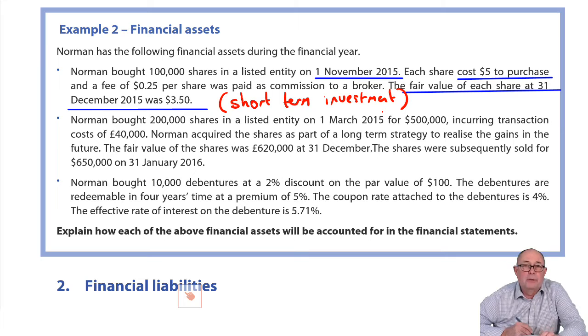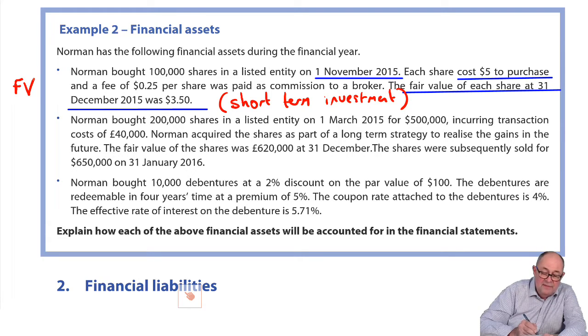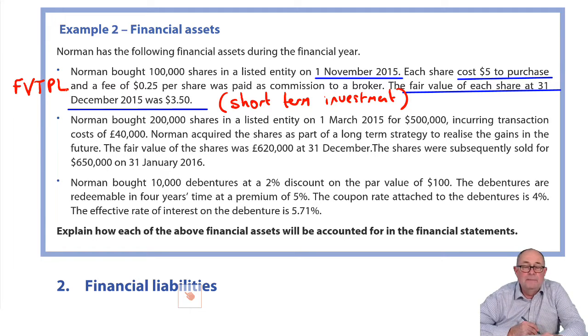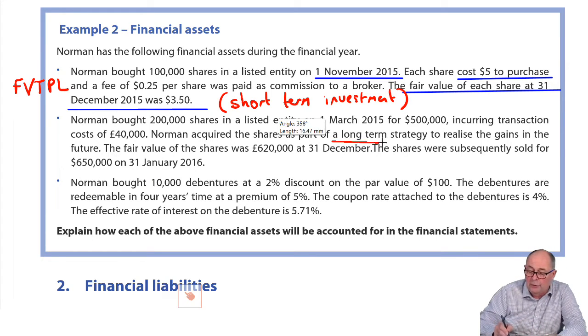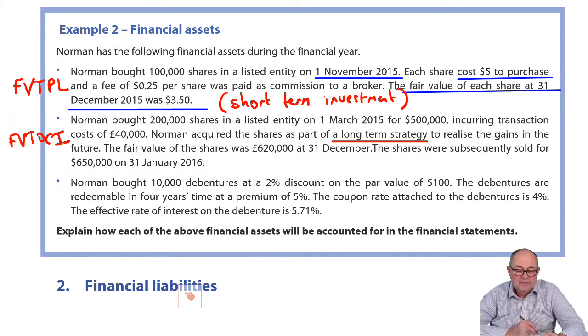Sometimes when you're looking at model answers, they will often use an abbreviation, and they will abbreviate this as FVTPL, or maybe FVPL. Similarly, long-term investments, again, if you're looking at model answers, they will sometimes abbreviate as FVTOCI, or FVOCI, fair value through other comprehensive income.